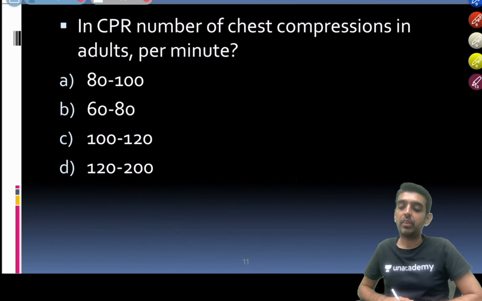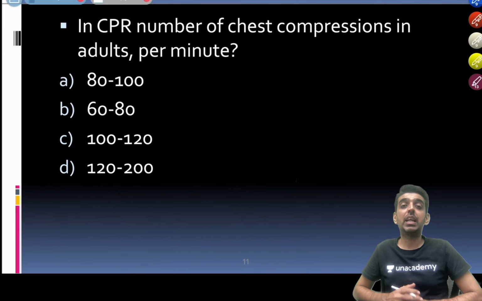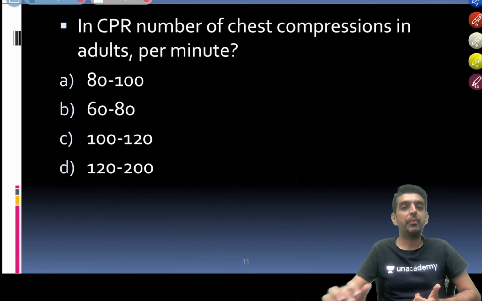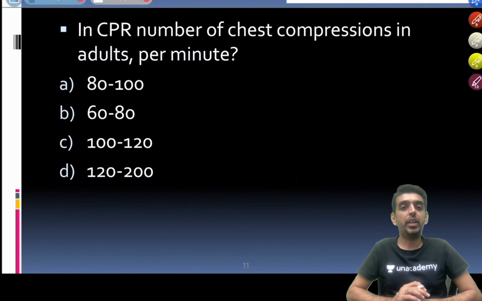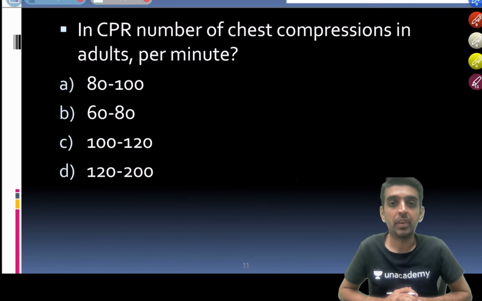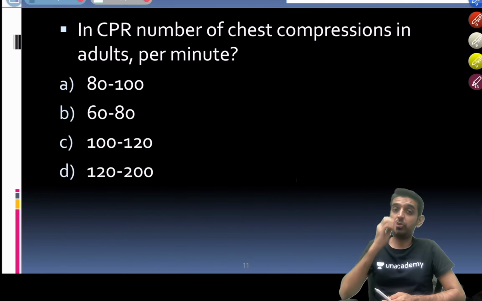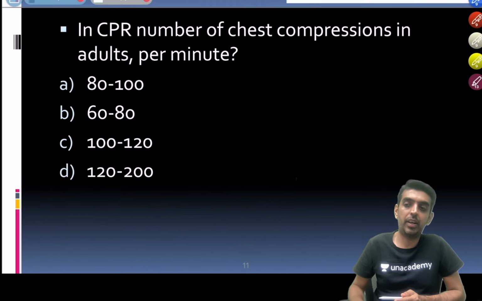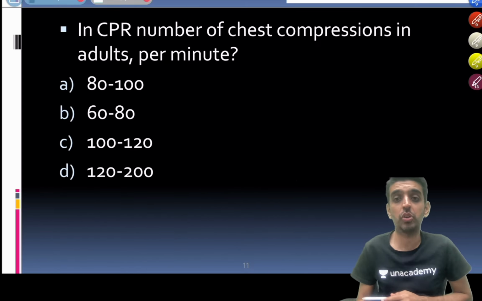In CPR, the number of chest compressions in adults per minute is 80 to 100, 60 to 80, 100 to 120, or 120 to 200 per minute, right? In CPR, the number of chest compressions in adults per minute, right? Per minute, how many chest compressions are we supposed to give in adults?